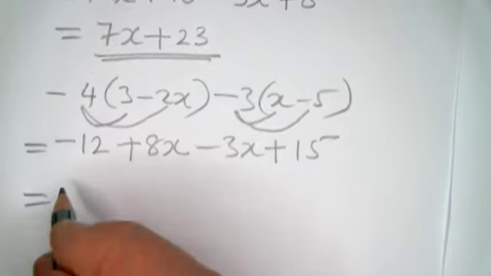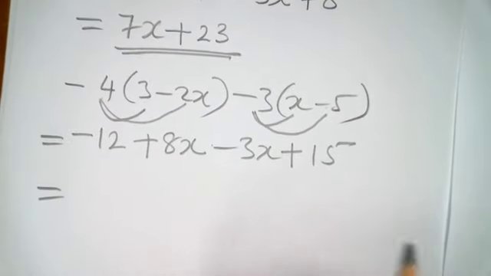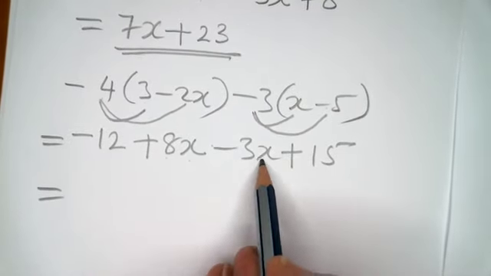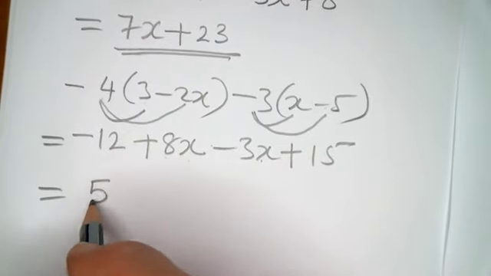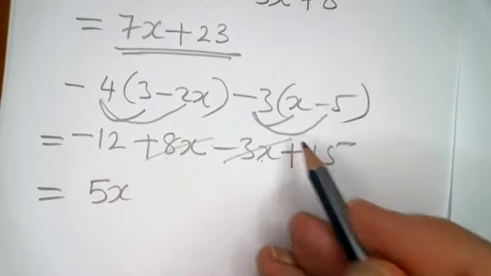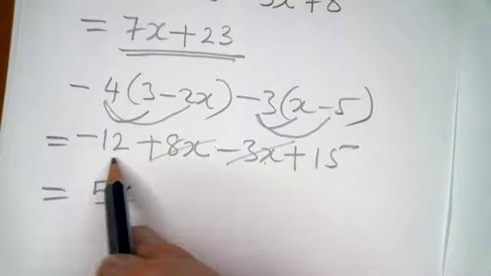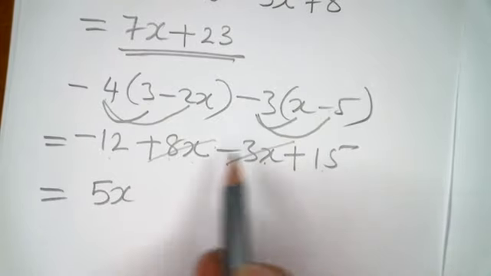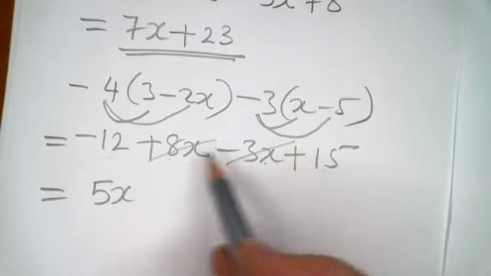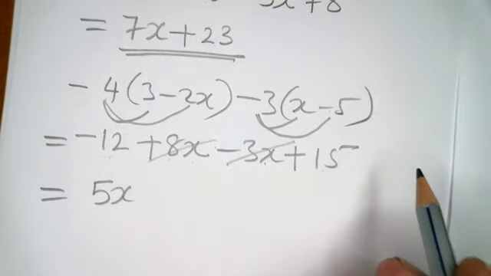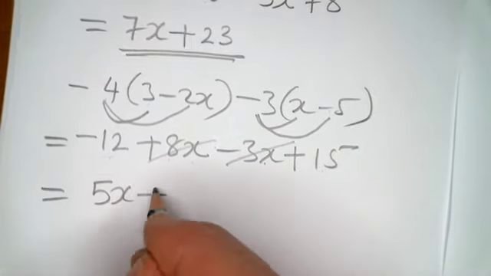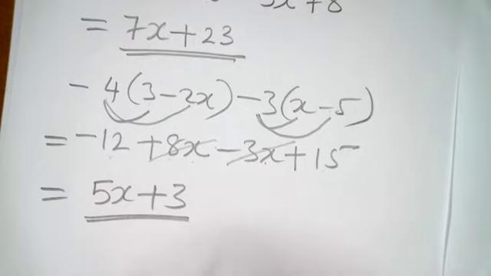Okay, so let's see how that works. Well, let's do the x's first. I've got 8x minus 3x is 5x. Let's just cross those out as I do them. Then I've got a negative 12 and a 15, or 15 minus 12, if you like. It makes no difference. 15 minus 12 is going to be plus 3. And there is my solution.